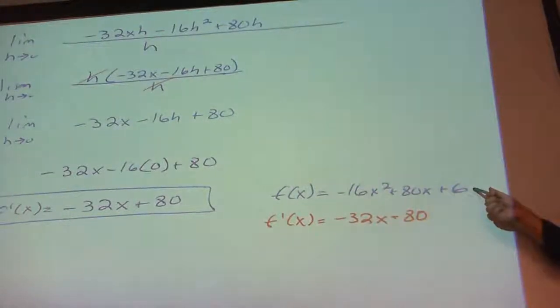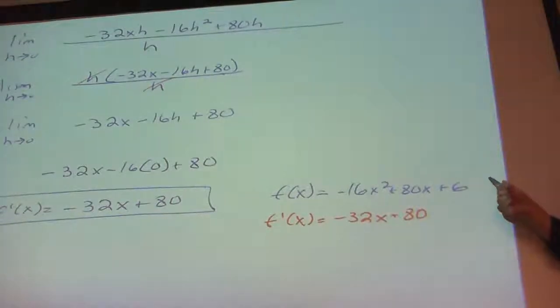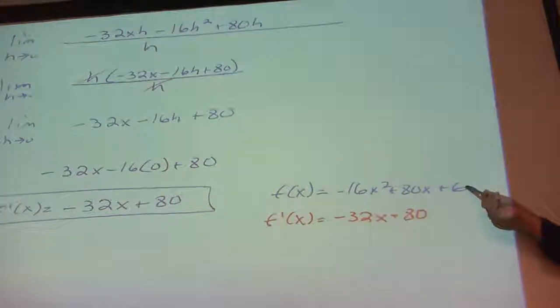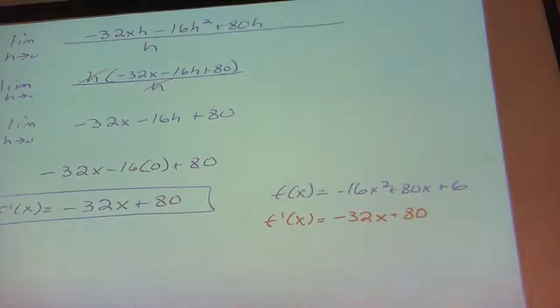Is there a variable here? If there was, it would be x to the 0. Because x to the 0 is 1. What's 0 times 6? So what's the derivative of any number? 0. So would you rather do this? Or would you rather do this?